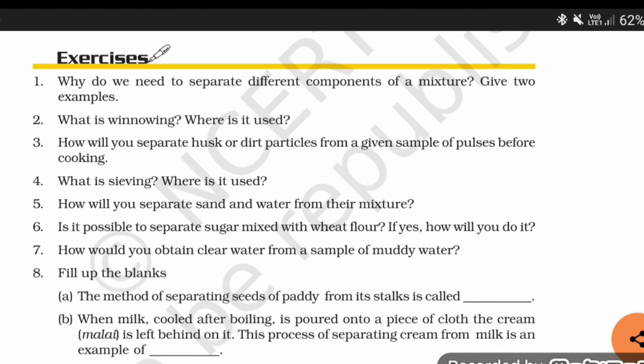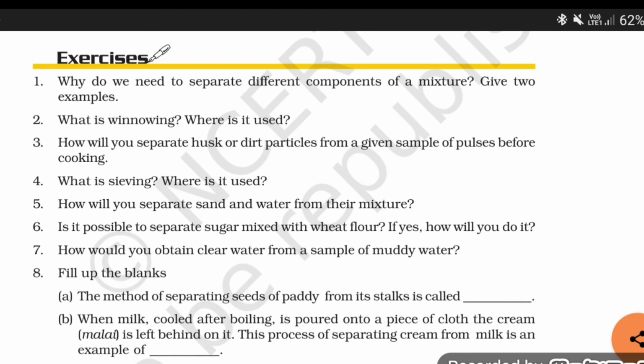First question, why do we need to separate different components of a mixture? Give 2 examples. What we are knowing is why it is used or where it should be used, like that. Question number 3, how will you separate husk or dirt particles from a given sample of pulses before cooking? These are also very easy. Just you need to give your supportive reason or answer also.